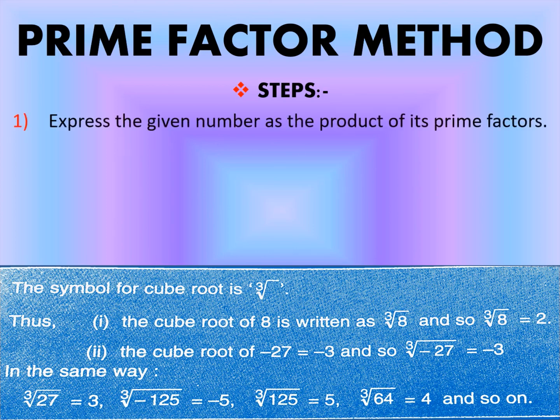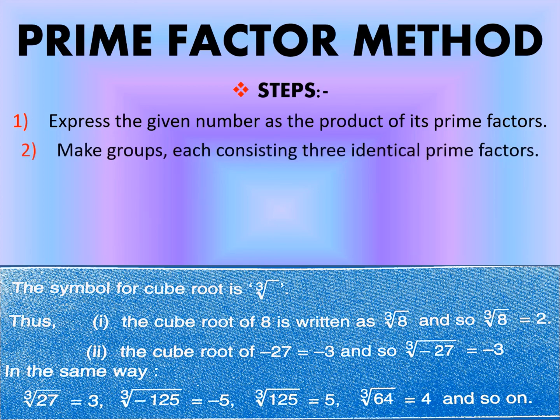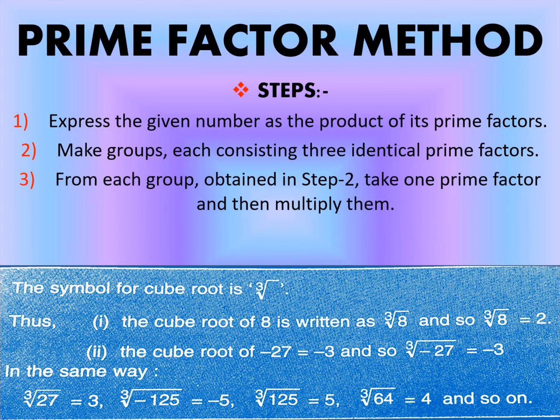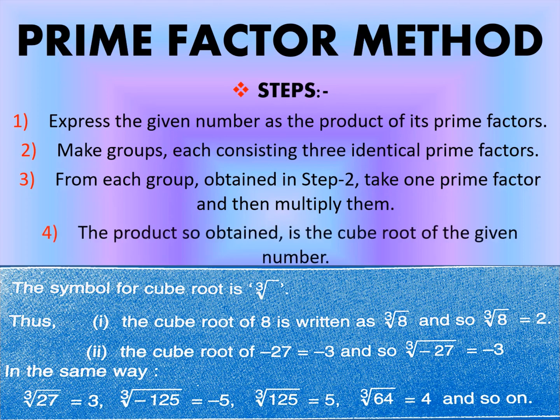Step 1. Express the given number as the product of its prime factors. Step 2. Make groups each consisting of 3 identical prime factors. Step 3. From each group obtained in step 2, take one prime factor and then multiply them. Step 4. The product so obtained is the cube root of the given number.